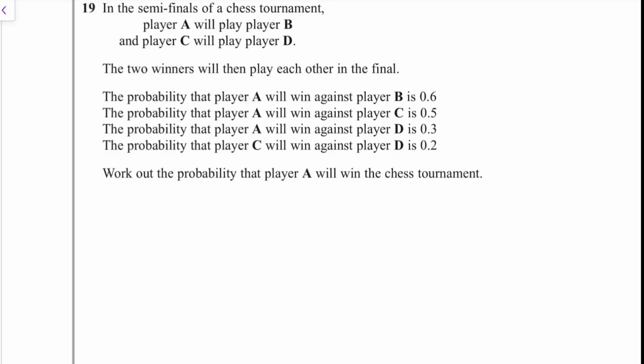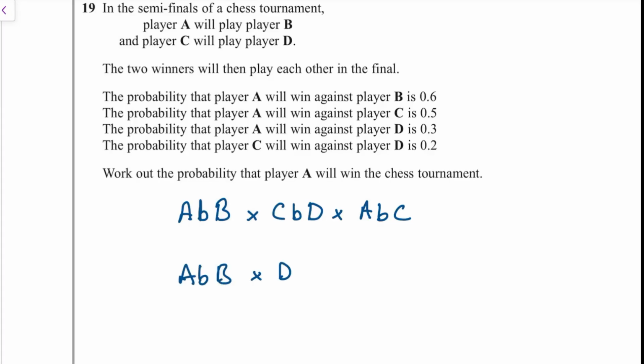Okay. So in order for A to win, then A has to beat B. So that's my notation, doesn't mean anything. So A's got to beat B, and C's got to beat D, and then A's got to beat C. Or A beats B, D beats C, and then A beats D. That's right? So A can only play C or D. C or D can win. Yeah, that's okay. That's all right.